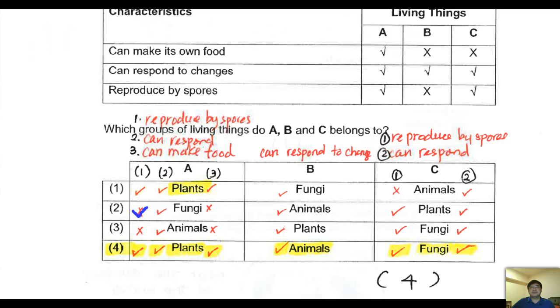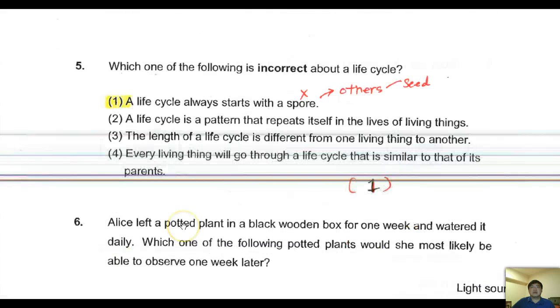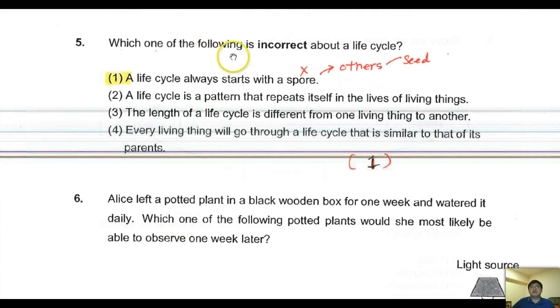Right, next. Which one of the following is incorrect about a life cycle? A life cycle always starts with a spore, not true. So incorrect, not true. This is probably the answer.